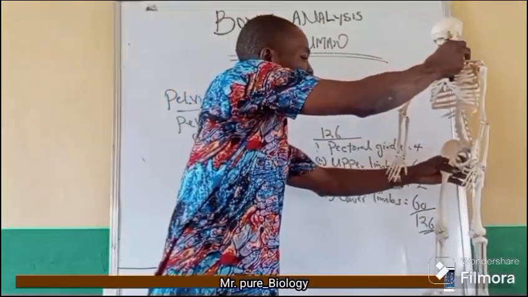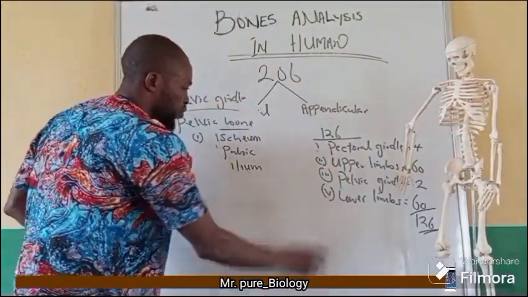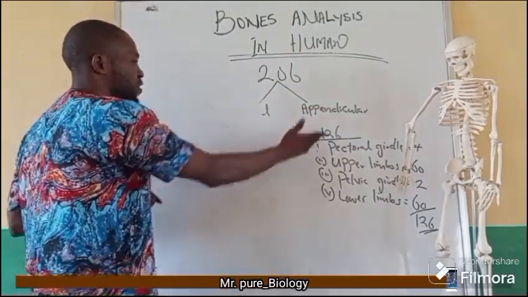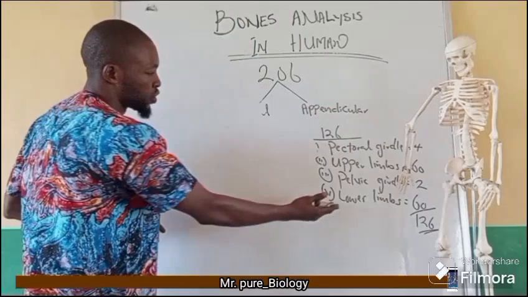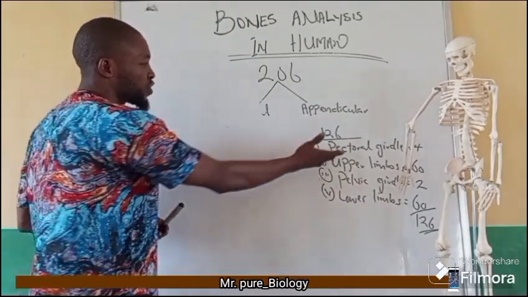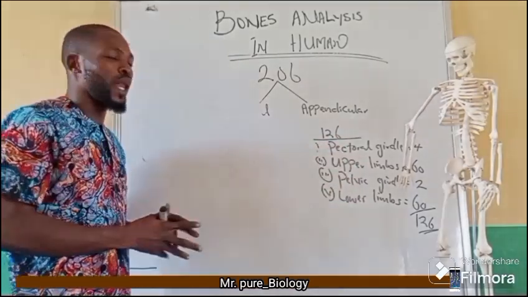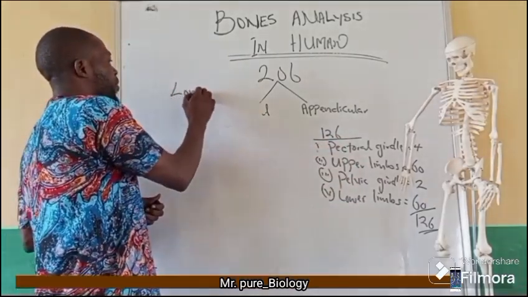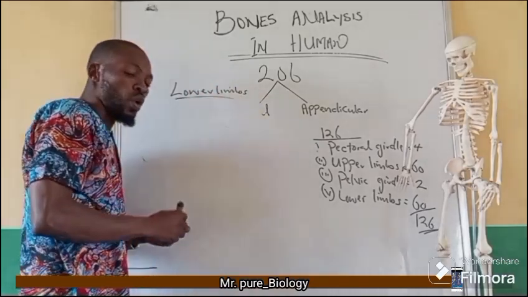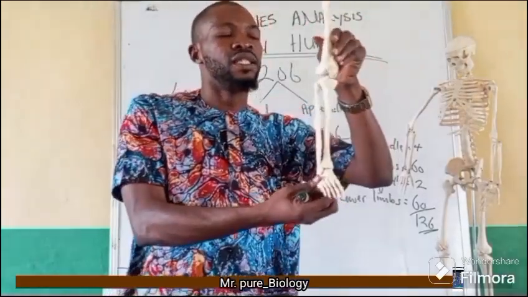Those are the features of the pelvic girdle. Now we move to the last one, which is the lower limb. Let's now look into the lower limbs. When we say lower limbs, let me show you the entire lower limbs. You can see it now.